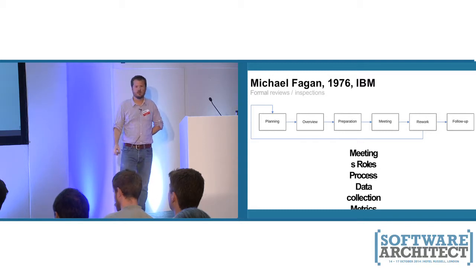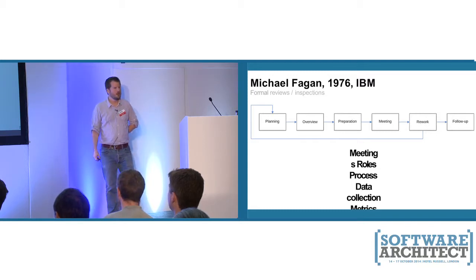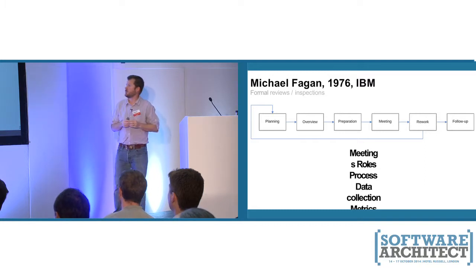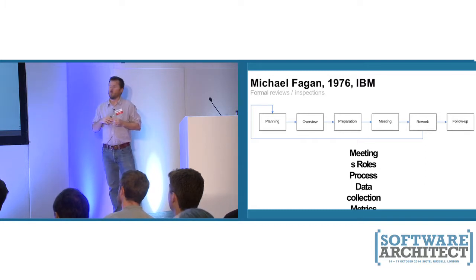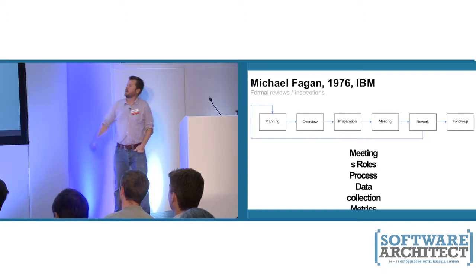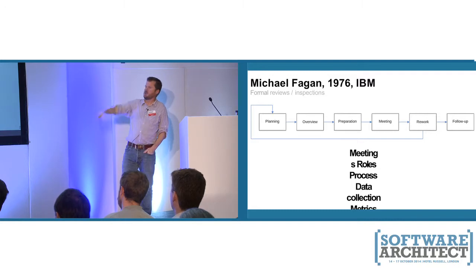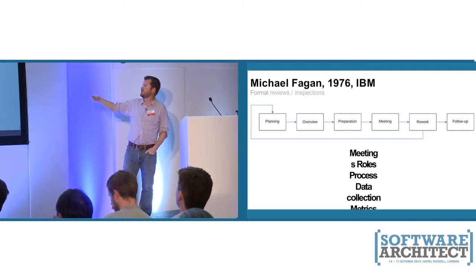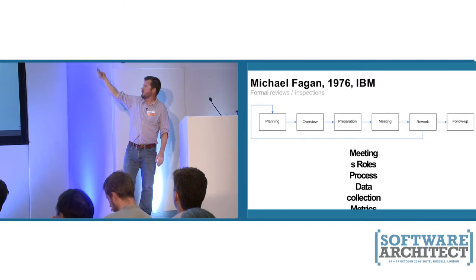Real research into reviews, what were called inspections, and still are called inspections, goes back to 1976, to Michael Fagan at IBM. IBM was really interested in improving quality because they were, and still are, a massive software organization. They wanted to see what inspections and reviews could do for them to improve quality. So Fagan came up with this pipeline of things that happen: planning, overview, preparation, meeting, rework, and finally some follow-up.